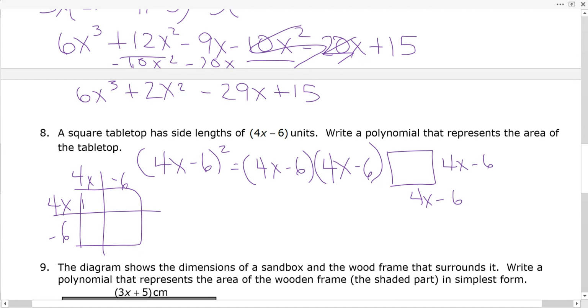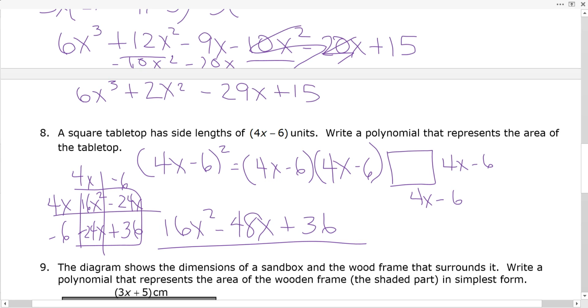4x times 4x is 16x squared. 4x times negative 6 is minus 24x. Minus 6 times 4x is minus 24x. Negative 6 times negative 6 is positive 36. So I have 16x squared minus 48x plus 36 because I combine those together. Alrighty.